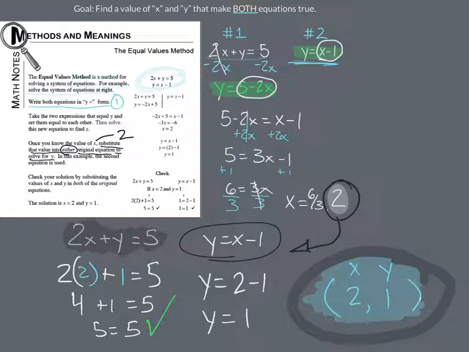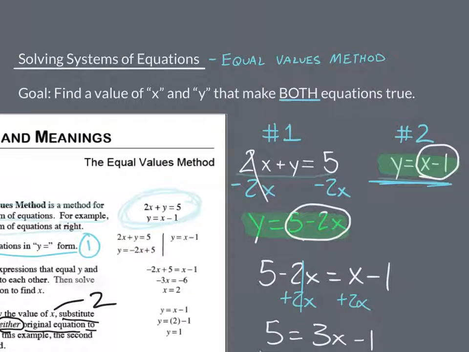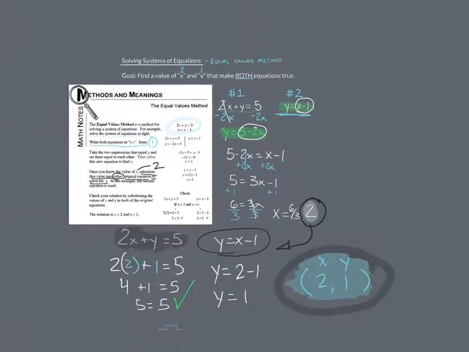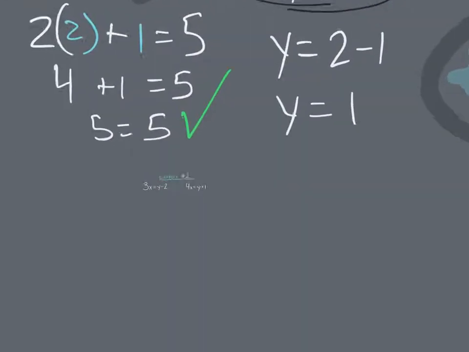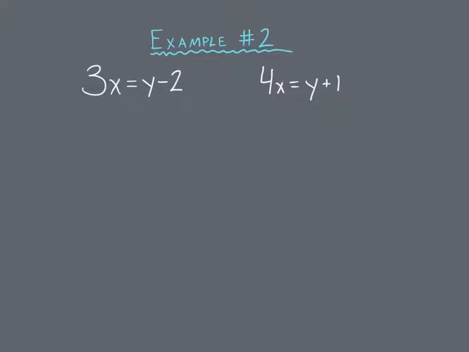All right, so that is how you solve a system of equations with the equal values method. You found a value for x and you found a value for y that make both equations true. So again, our value for x was 2 and our value for y was 1. I'm going to go through one more quick example problem down here at the bottom, and we'll show you how to do it once more. I will move quickly through this, but you can always rewind and watch this again.